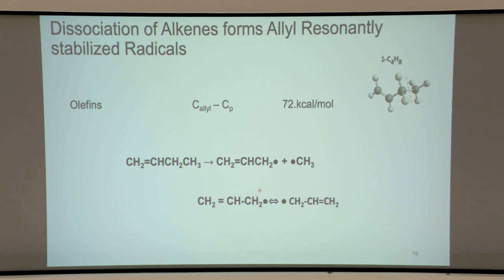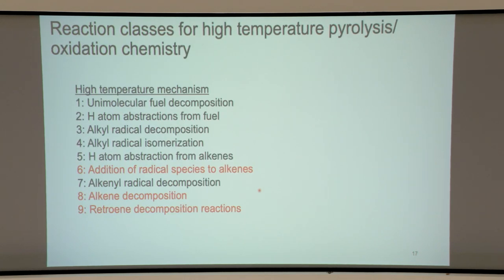So let's start building the model now. We're going to look at only six reaction classes. We're not going to look at reaction classes 6, 8, and 9. They're not very important. We're going to start from the beginning, okay? And look at the different reaction classes and how we assign the rates for these different reactions.